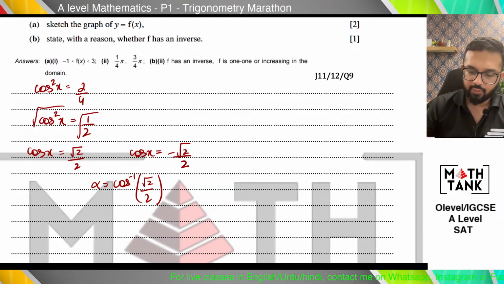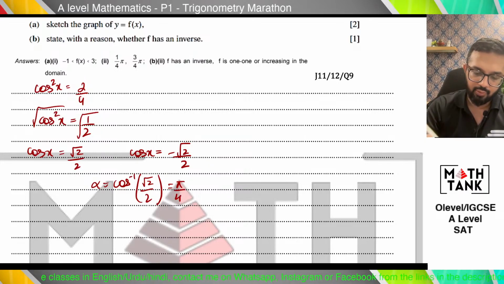What's cos inverse of root 2 over 2? I think that should be 45 degrees or pi over 4. So what quadrants am I looking at? I'm looking at A and C.